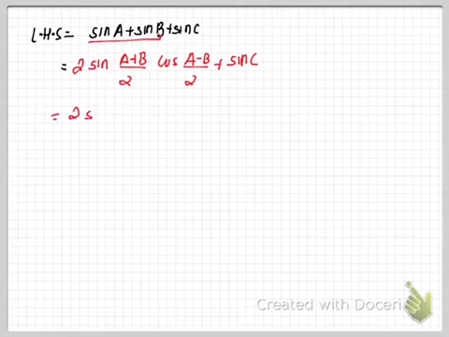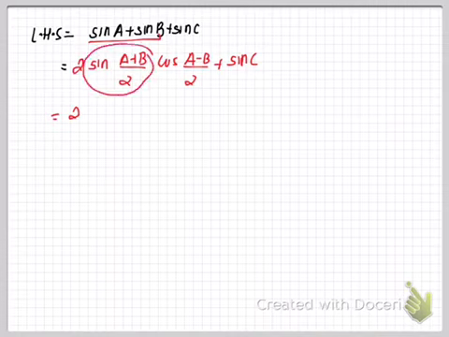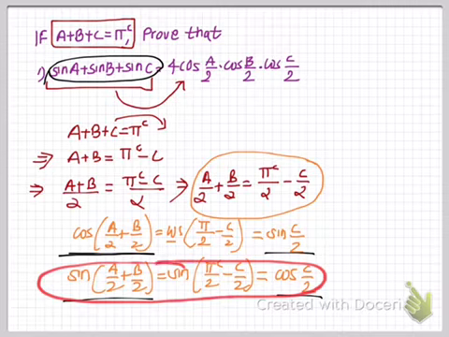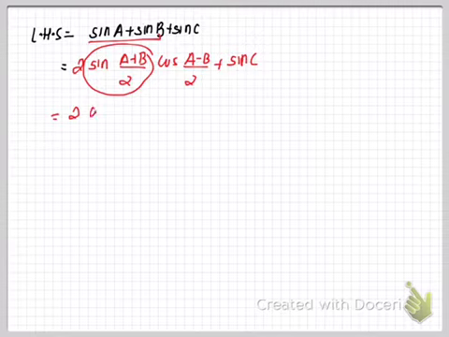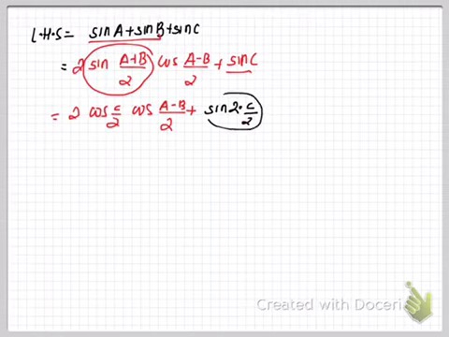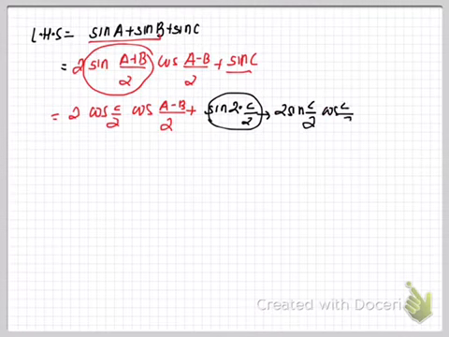Now I'm going to change sin of A plus B by 2, since we know that sin of A plus B by 2 is equal to cos C by 2 from our given condition. So here I can write cos C by 2 dot cos of A minus B by 2 plus, for sin C I can use the sub multiple angle formula. We know that sin C can be written as sin 2 dot C by 2, and for sin 2 theta we have the formula 2 sin theta dot cos theta. So I'm going to replace it by this term.